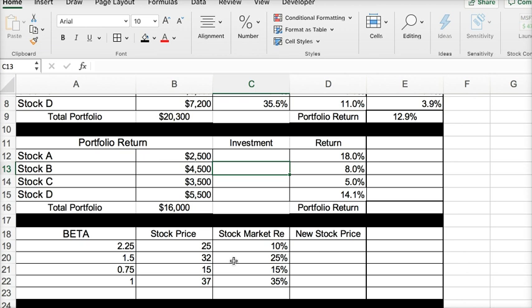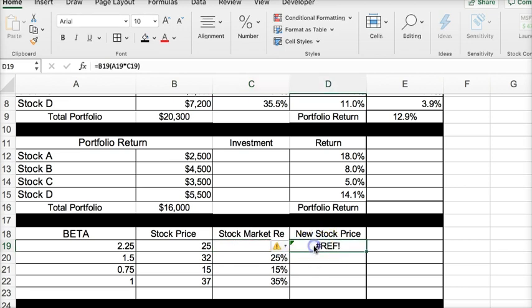So let's just talk about beta, because beta is a good measure of risk. Beta, the beta coefficient, is basically measuring how closely the stock varies in relationship to the stock market. So if we have a beta of 2.25, the stock price is 25, the market return is 10%, what would be the new stock price?